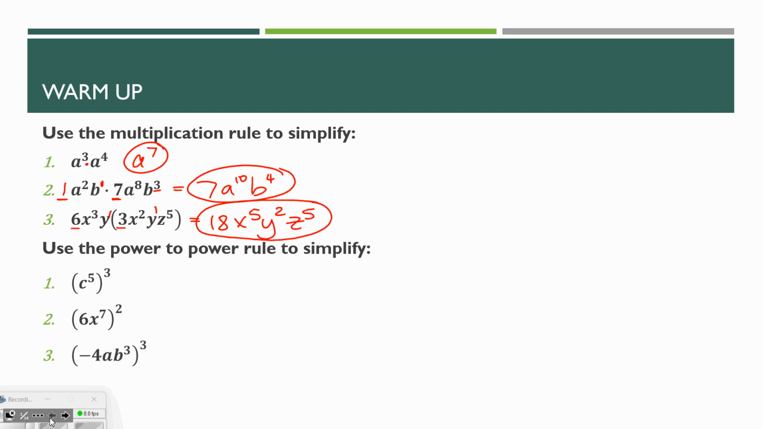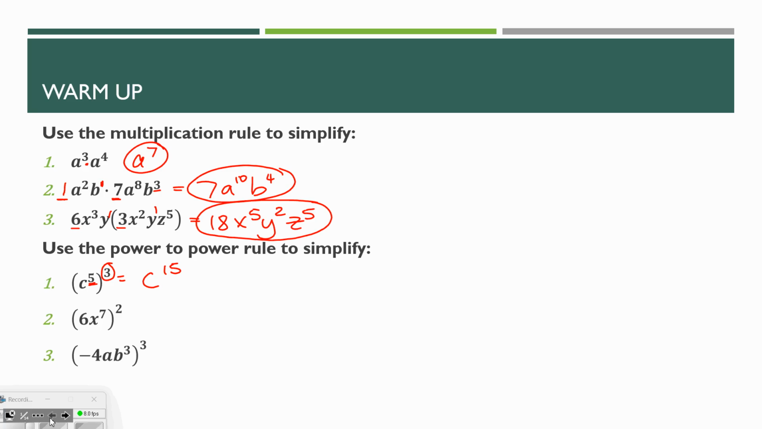Okay, power to power rule is really the multiplication rule as well, because this means c to the 5th to the 3rd power. So it means like c to the 5th times c to the 5th times c to the 5th, right? And we know that c to the 5th is really like 5 c's. So if I think I have like 5 c's and another 5 and another 5, that's 15 total c's. So my power to power rule is that I can multiply the exponents because I really have like 3 groups of 5 c's, or in other words, 15 total c's.